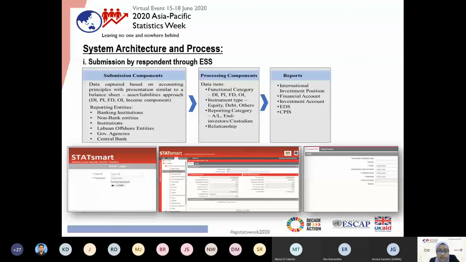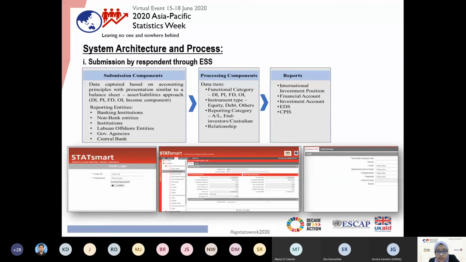So next, the system architecture and process. The system architecture and process are divided into four. First is submission by respondent through ESS. Next, data transmission. Third is data process, and last is report generating. As for submission by respondent through ESS, the ESS was developed based on the ideas, concept and recommendations of the IMF.